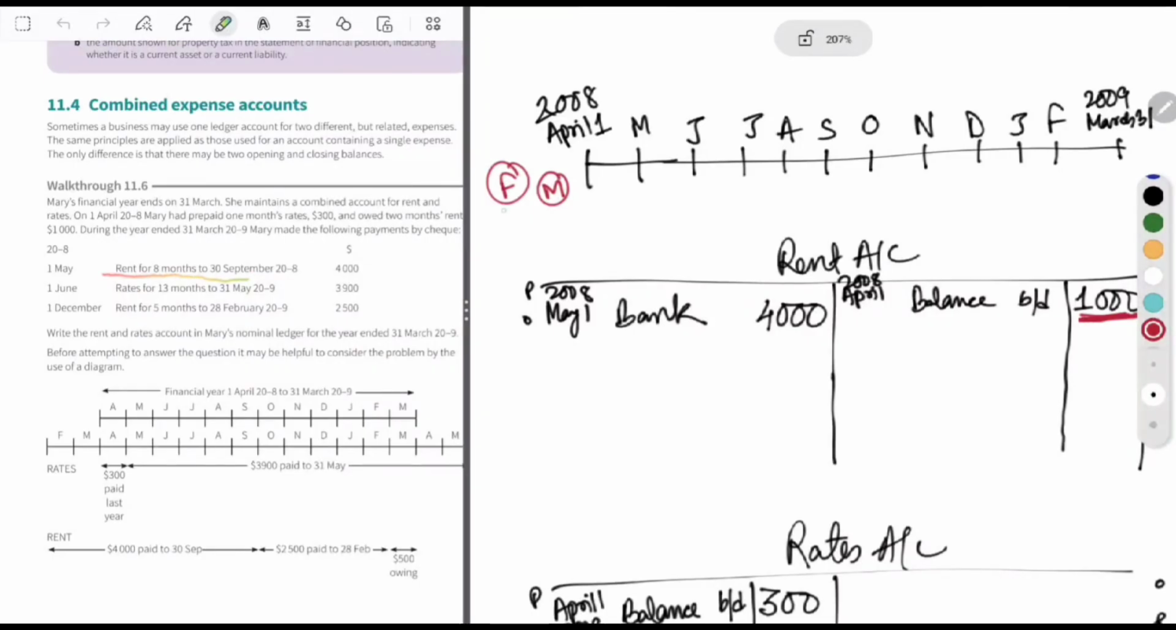8 months. So first month, second month, third month is April, fourth month May, fifth June, sixth July, seventh August, and then September. How many months? It is going to be 8 months. That means till how much it is paid? It has been paid till September, as per the given question, $4,000. Is it clear? Okay, see if there is any more entry relating to rent.